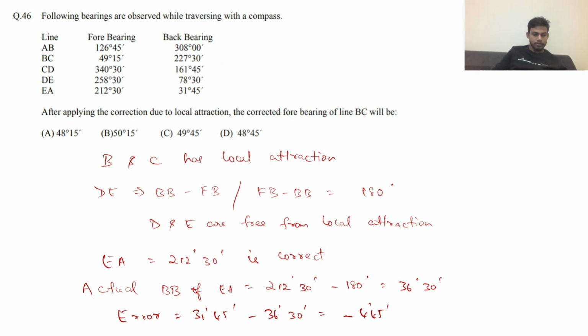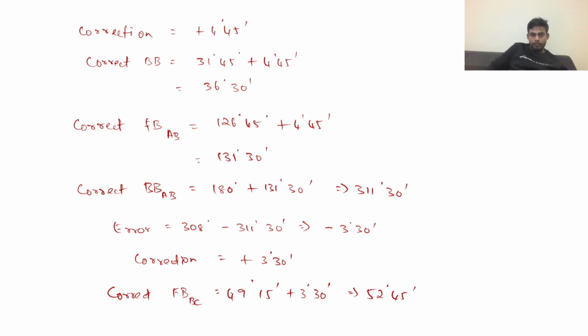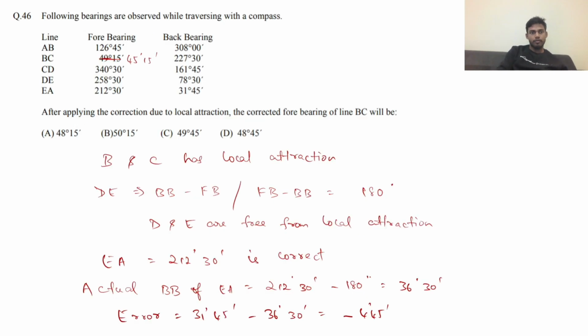The value in the question is given wrong. That is, in the question it is not 49 degrees, it is 45 degrees 15 minutes. That is a correction in the question. 45 degrees 15 minutes is the correct value. Therefore, we will get 48 degrees 45 minutes. So the correct answer is 48 degrees 45 minutes. Therefore, option D is the right answer.